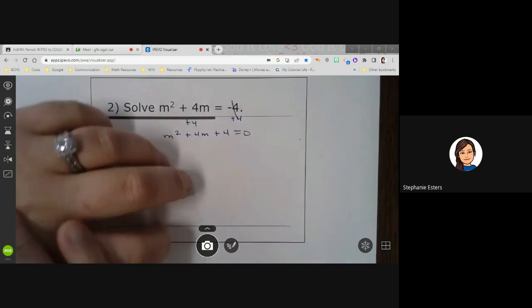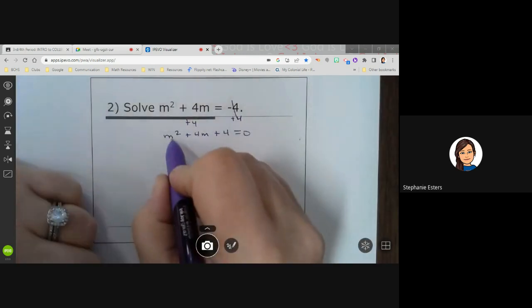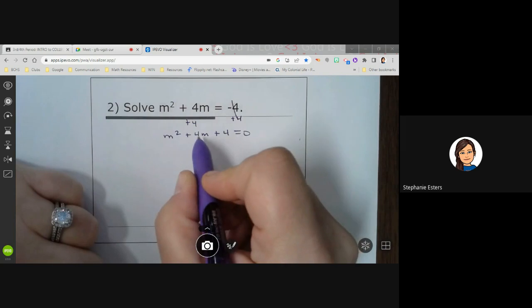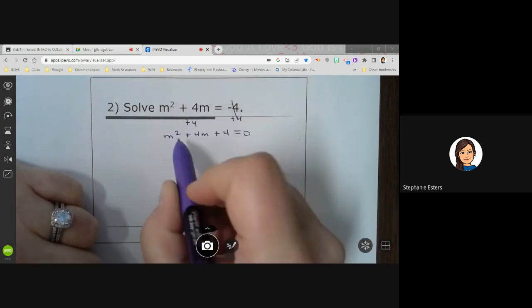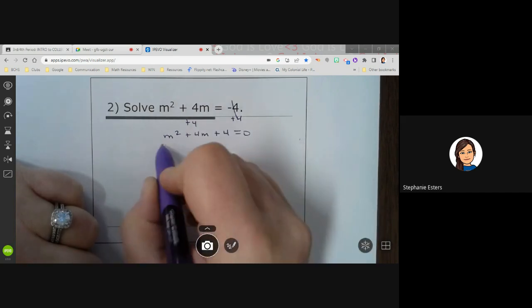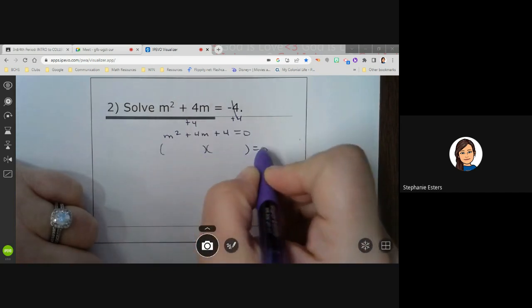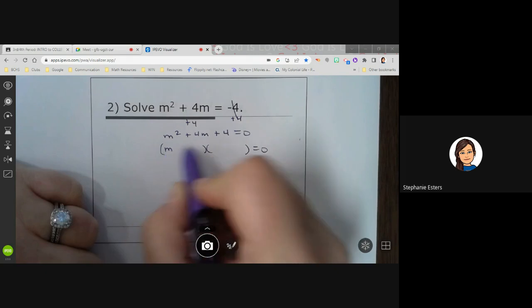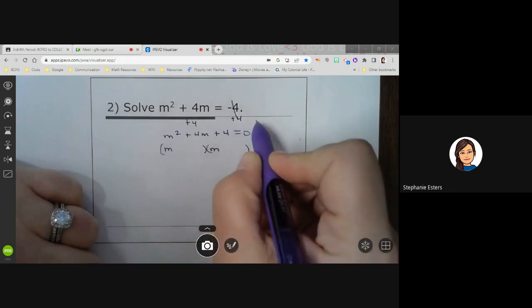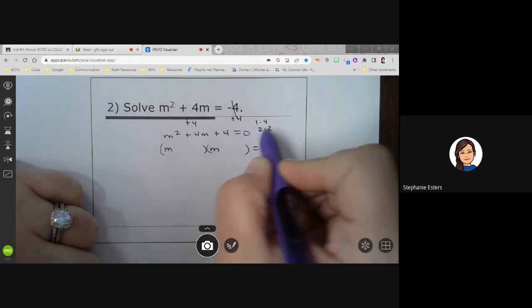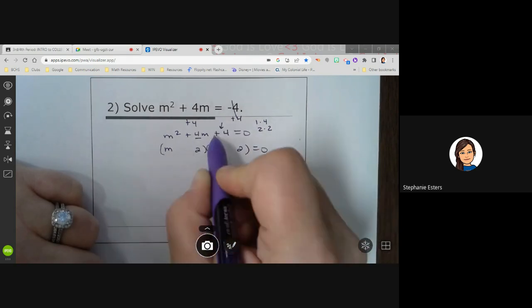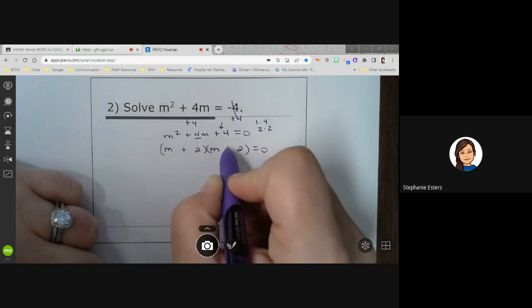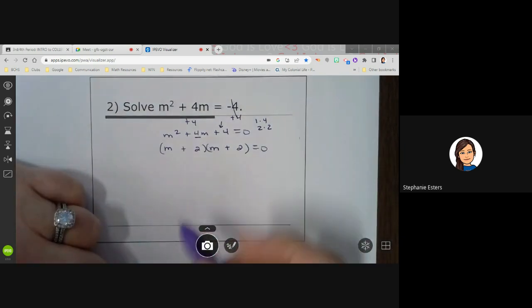And there is no GCF here, and it's also not a difference of squares. I see no minus sign, and there are more than 2 numbers. This is a trinomial, 1, 2, 3 terms. So this is FOIL in reverse. Factors of m squared are m times m. Factors of 4 are either 1 and 4 or 2 and 2, but they need to add and give us 4, which means it's 2 and 2. Since we're adding, both have the same sign.